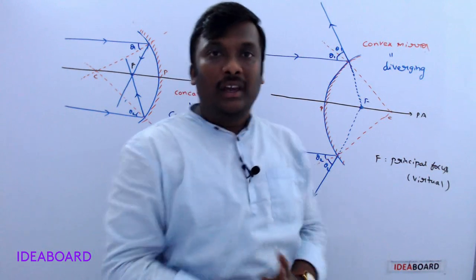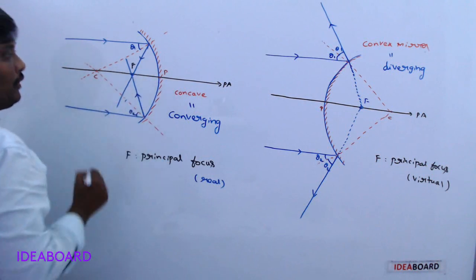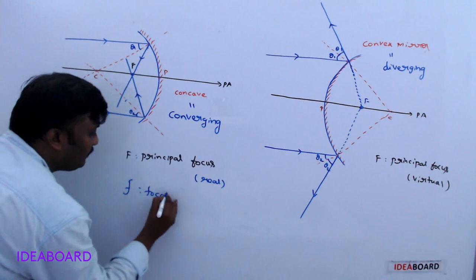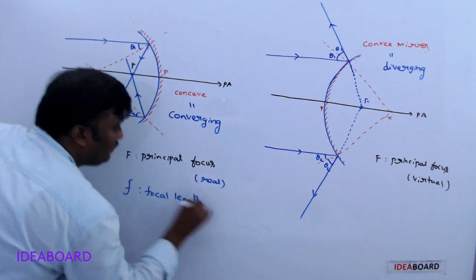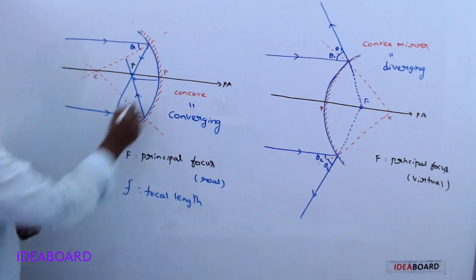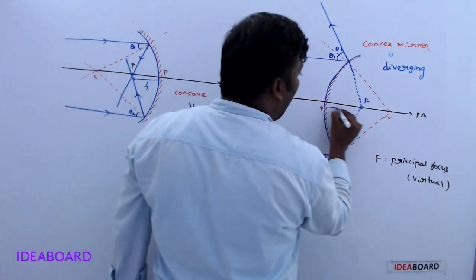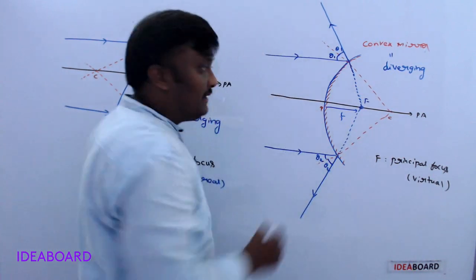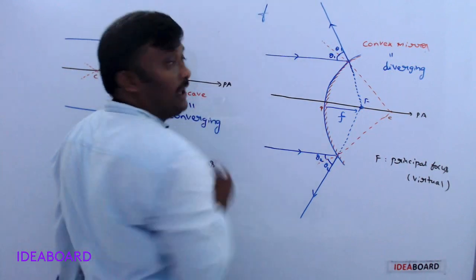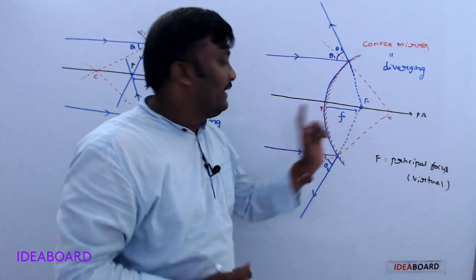Now the last point: the distance from the pole to the principal focus is called the focal length. What is focal length? The distance from the pole to the principal focus is called the focal length. See here, pole to the principal focus. Understand now? Please use this symbol only. Don't use any other symbols like capital F. Some people use it like this, it is not correct. Please use the symbol of focal length only, like this.